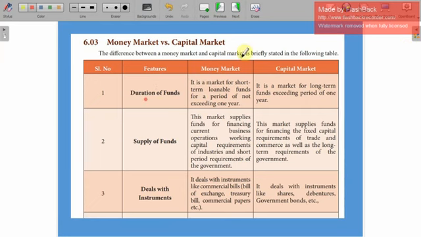Okay, so money market is less than 1 year. Capital market is exceeding 1 year, more than 1 year. It is a long-term fund. Money market is a short-term fund. That is the duration of the fund.